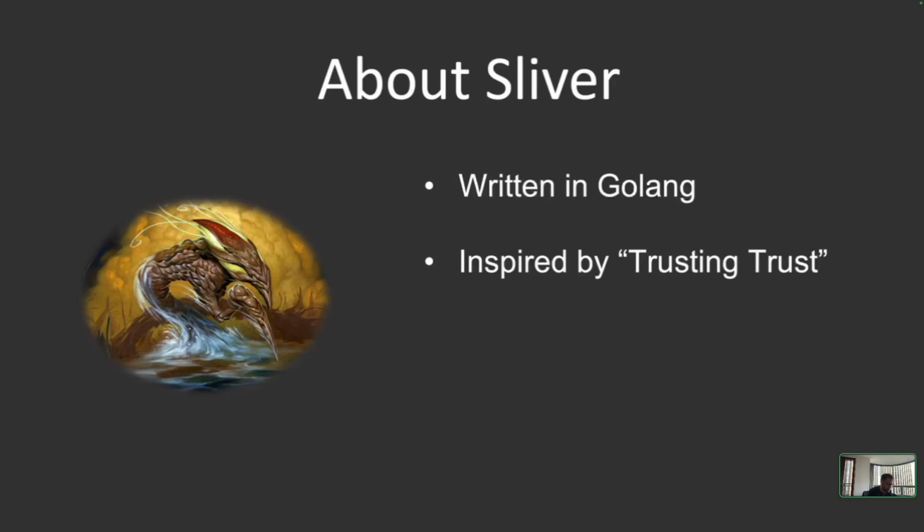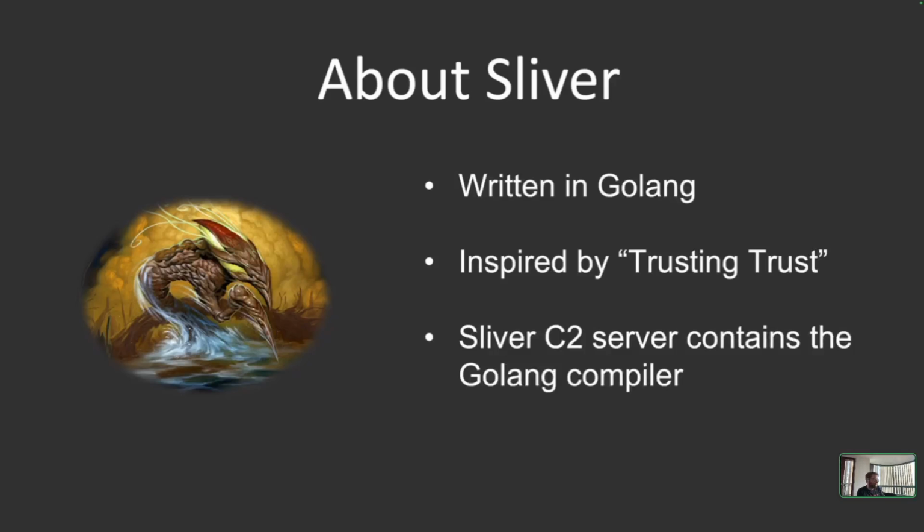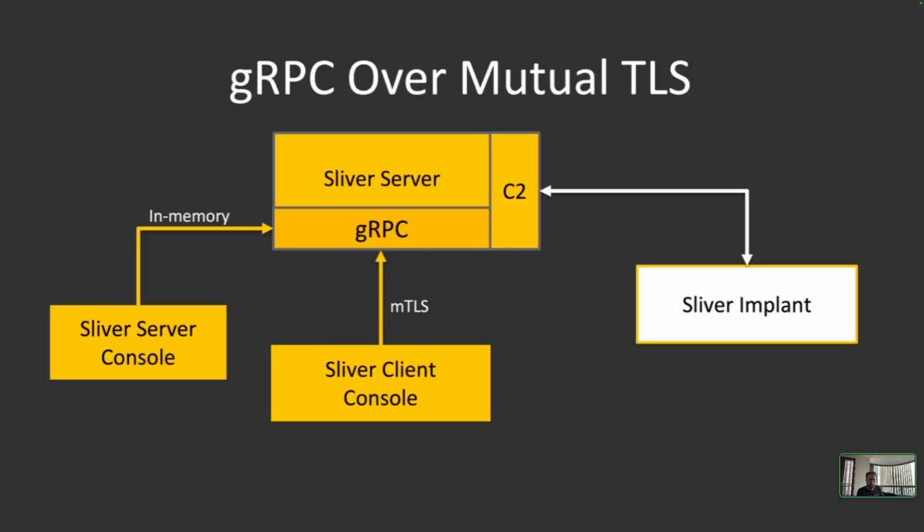So I initially tried to write an implant that contained a compiler and was able to recompile itself. I got that working, but it was 400 megabytes for the implant. So anyways, I ended up embedding the compiler in the server rather than in the implant itself. And that's how Sliver generates implants: it generates the Go source code and then compiles it using the Go compiler toolchain. And yeah, this is what the architecture looks like.